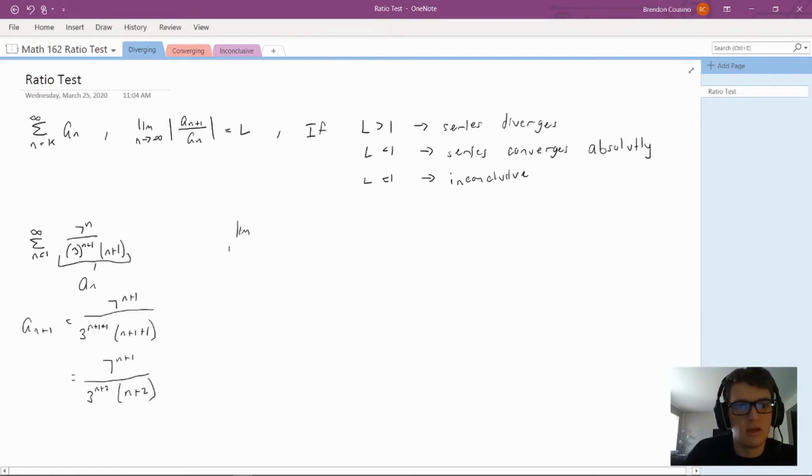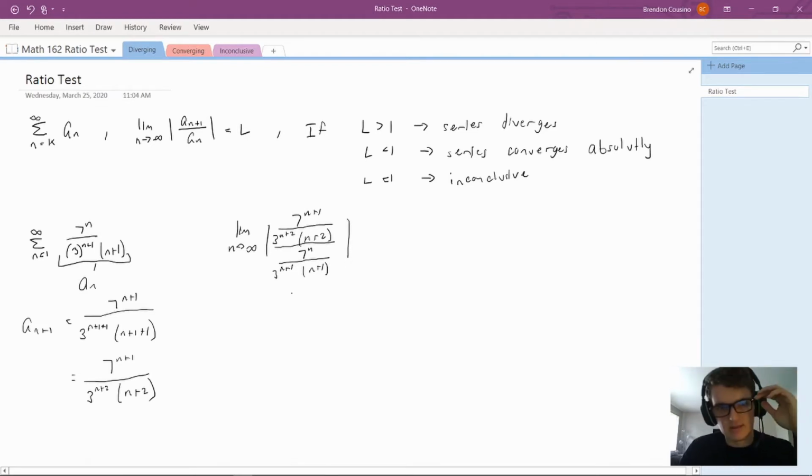Okay, so now let's go ahead and plug everything into our limit. So we're going to take the limit as n approaches infinity of the absolute value of a of n plus 1, so that's this term down here. So that's going to be 7 to the n plus 1 over 3 to the n plus 2 times n plus 2. And then we're going to divide that by a of n. So that's going to be our 7 to the n over 3 to the n plus 1 times n plus 1. Okay, and so we want to simplify this double fraction, and what we can do is we can keep the top, switch the sign from division to multiplication, and then flip the denominator.